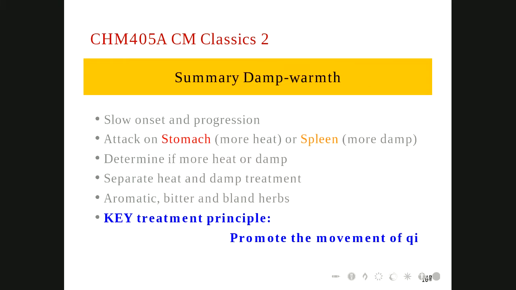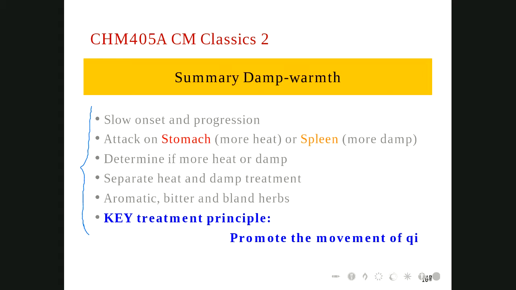So that is the basic summary that has been discussed last week. Damp warm in Wenbing has a very slow onset and very slow progression in general, which mainly affects the Middle Jiao, both the stomach and the spleen. If heat dominates, more heat is present in the stomach; if damp dominates, more disorder in the spleen will be presented as clinical manifestations. Identifying the ratio between heat and damp pathogens is very important to help us construct a proper formula to deal with it.